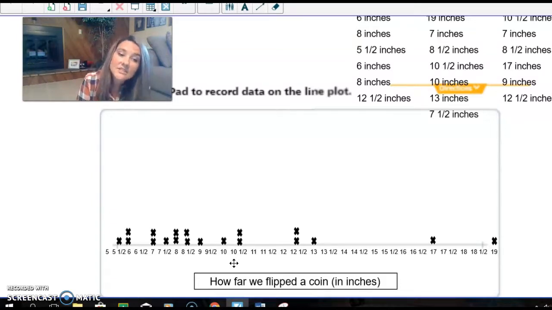You could say 6 inches, 7 inches, 8 inches, 8.5 inches, 10.5 inches, 12.5 inches all have the same number of students that flipped those measurements. You could say at least 1, 2, 3, 4, 5, 6, 7, 8. 8 students flipped their coins at least 10 inches. So that means 10 or more inches.